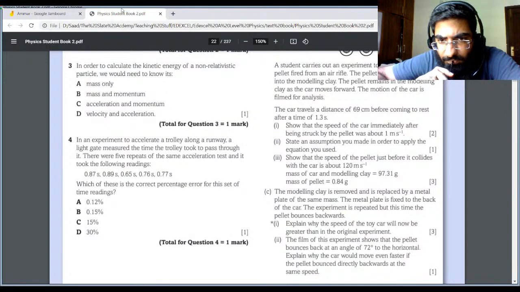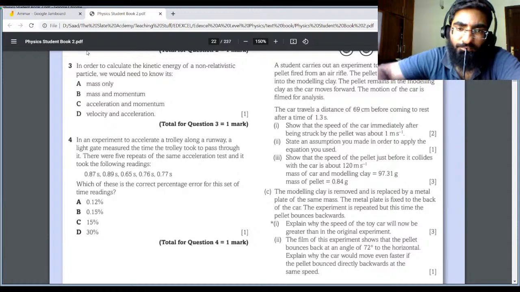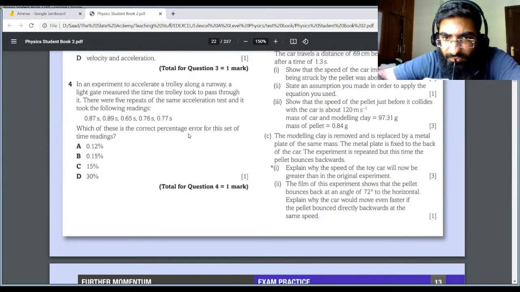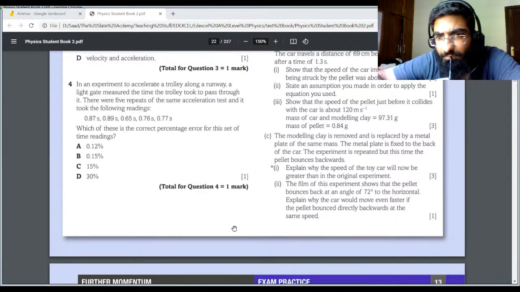The modeling clay is removed and replaced by a metal plate of the same mass. The metal plate is fixed to the back of the car. The experiment is repeated, but this time the pellet bounces backwards. Explain why the speed of the toy car will not be greater than in the original experiment. This is because the momentum of the bullet is not combined with the momentum of the car. It doesn't become one closed thing.